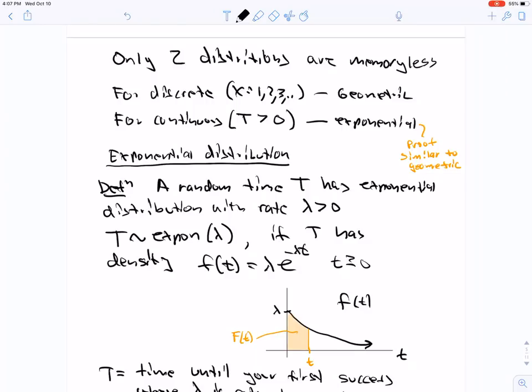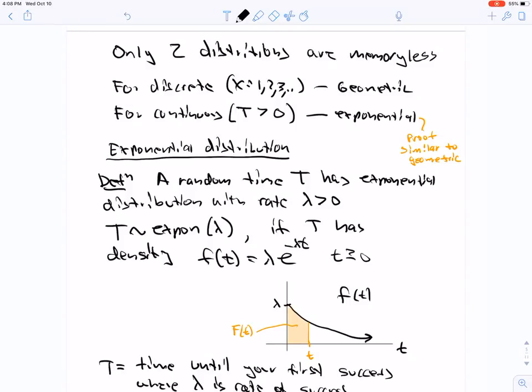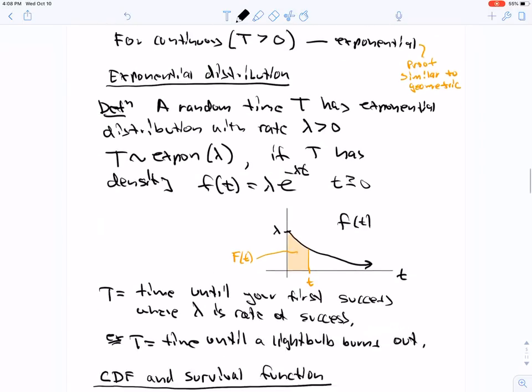So now there are only two distributions that are memoryless. For discrete x, 1, 2, 3, and so on, it's geometric. For continuous t greater than 0, it's exponential. The proof of the memoryless property for exponential is similar to that for geometric. So exponential is very much analogous to the geometric, but for the continuous case. Let's see what it is.